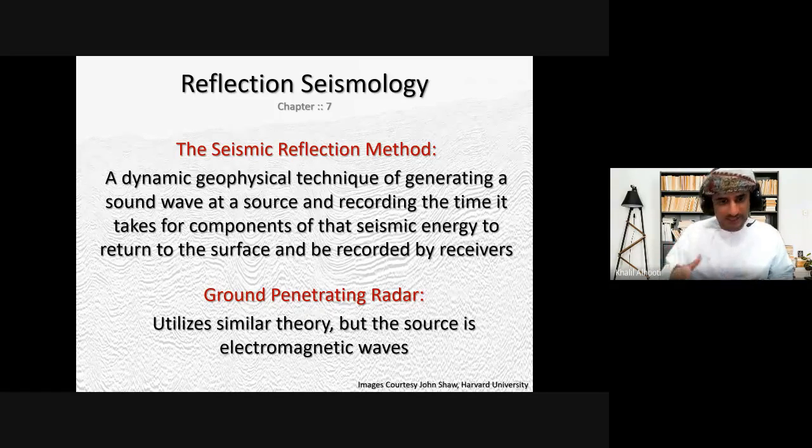Whereas ground penetrating, how deep you go depends on the antenna. It depends on many other factors too, but mostly on the antenna.